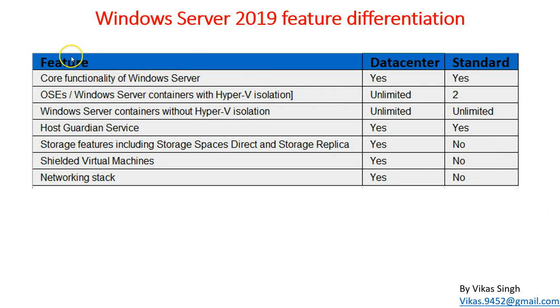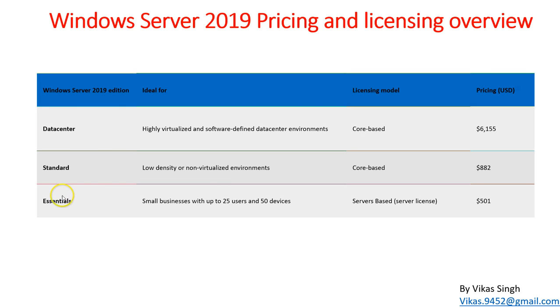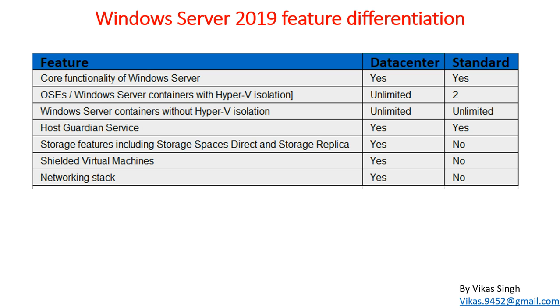And these are some core features which we are going to compare in Datacenter and Standard. Since Essentials is for small business, we are not going to compare it. Definitely it's going to be less if you compare with Standard. So we are going to compare Datacenter and Standard, which are the main difference in these two operating system editions.